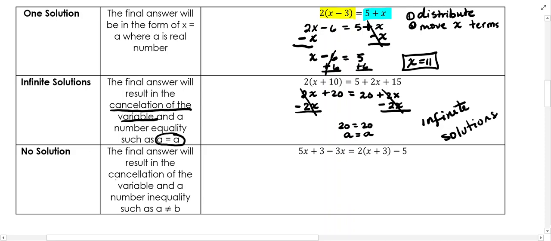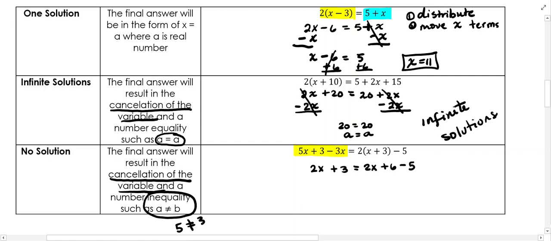Now, no solution happens when you have the cancellation of the variable. This time you end up with an inequality, something like 5 equals 3, which we know is not true. All right, so let's see. On the left-hand side, I can see that I have two terms with x, so 5x minus 3x is 2x. All right, carry the plus 3. And here I need to distribute 2x plus 6 minus 5. And this plus 6 minus 5 are like terms. This is going to become 2x plus 3 equals 2x plus 1.